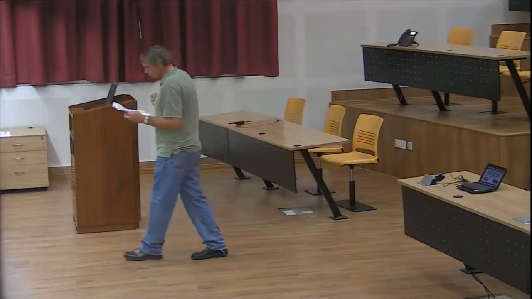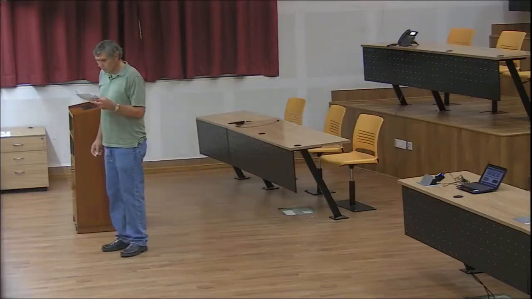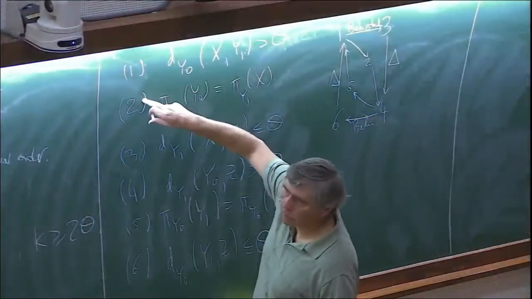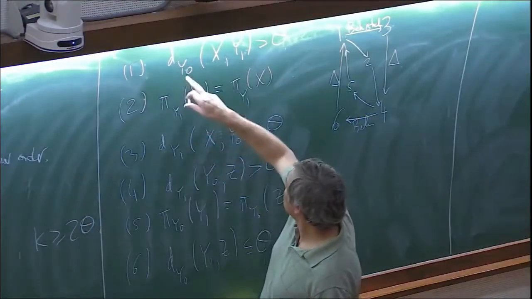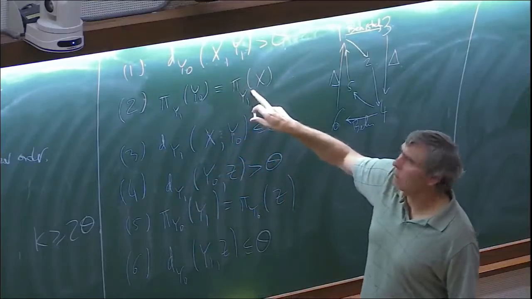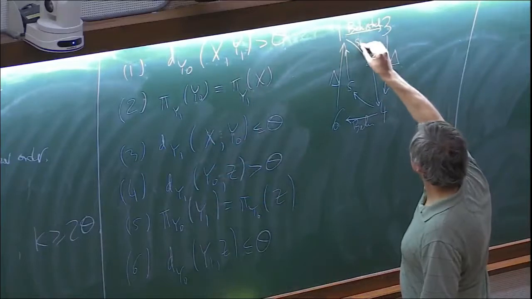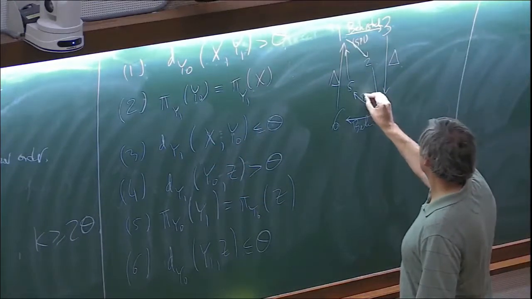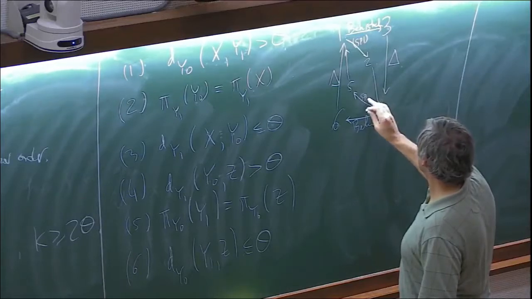And 1 implies 2. Well, that's exactly our axiom. 1 implies 2 is SP1. If this distance is big, then these projections are actually equal on the nose. So 1 implies 2 is SP1. And similarly this one, SP1.